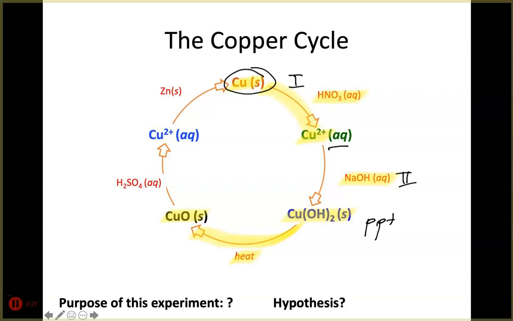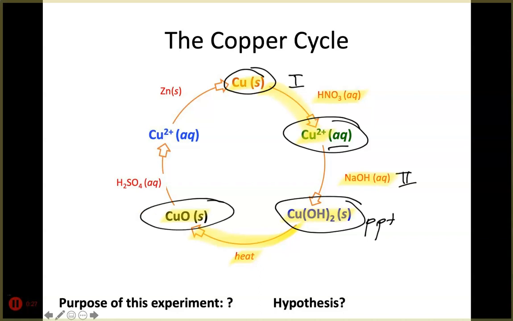Copper is roughly copper colored. After we mix it with nitric acid, it turns a blue to greenish color. When we precipitate it out with sodium hydroxide, it is a blue color. When we heat it, it will turn black.